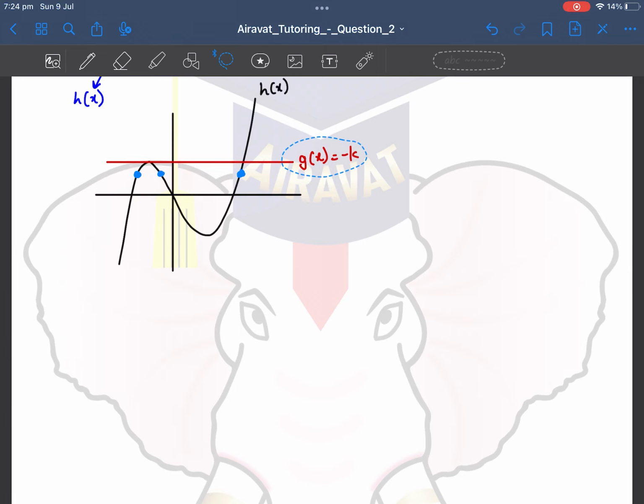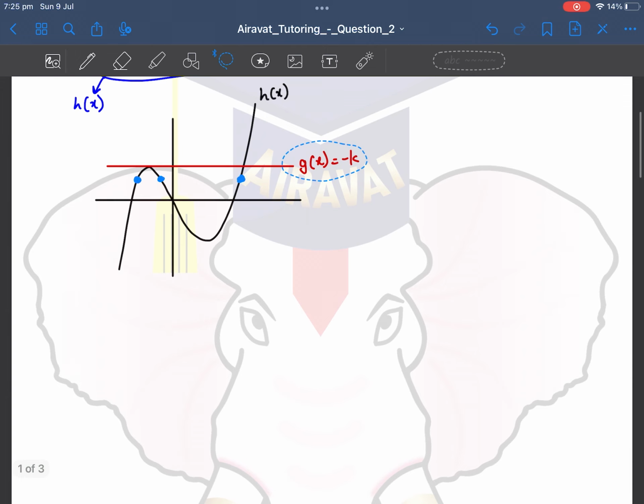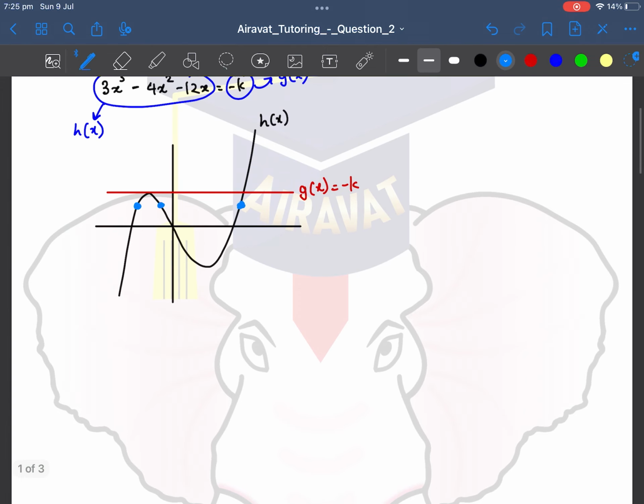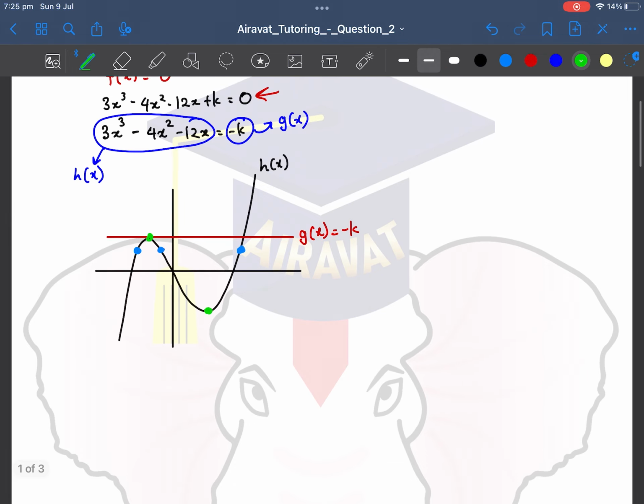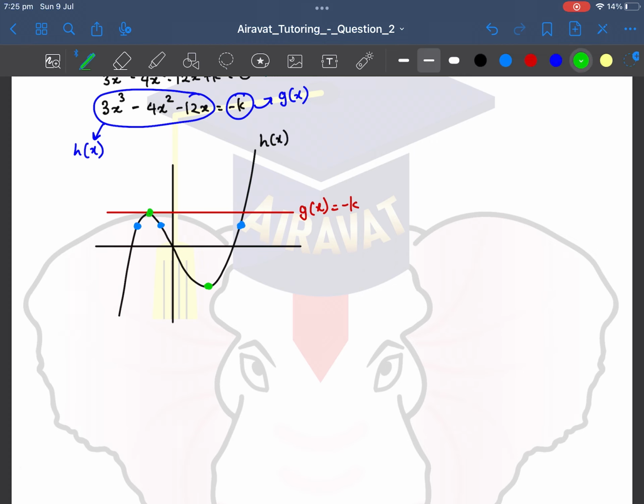Once we know this y value, which we can easily find out because this y value occurs at the turning points over here and here, which we can easily find because we know our h of x function, so we can differentiate, set it equal to 0, find the x coordinate, and substitute it back in to find y.